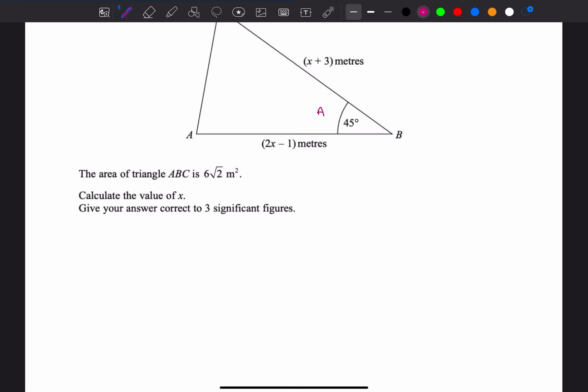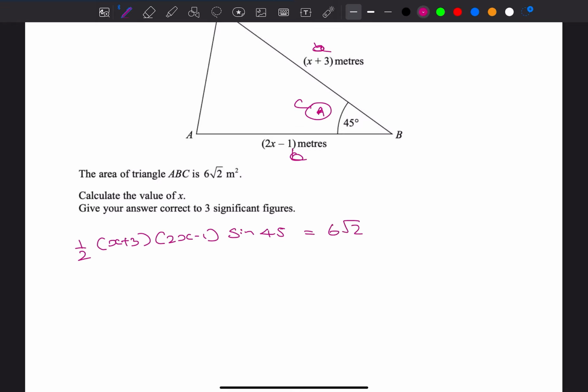So this is your angle A, and then B and C could be here. Okay, always half AB. A and B, sorry, and sine C angle there. X plus 3, 2x minus 1, sine 45 equals 6 root 2.